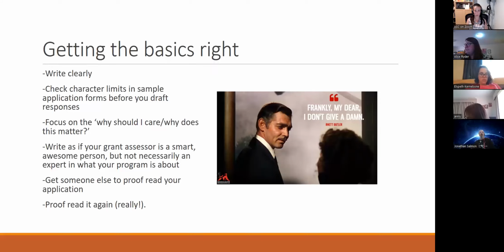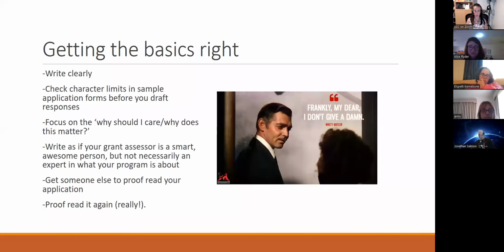When you're writing, really focus on the why should I care or why does this matter? It needs to be super clear to the person reading the application what difference your event is going to make in the world. Why does the event matter and why should they care about it? And as I said before, my background's in environmental science, but I was reading grant applications about health events. I don't know a lot of health jargon. So when you're writing, imagine that you are writing to someone who is smart and awesome, but is not necessarily an expert in the content that you are talking about.